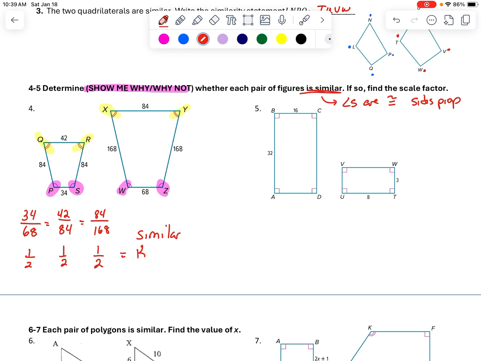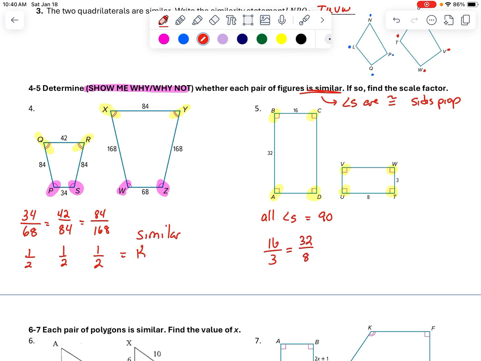On the next one, again, looking at angles. Angles is going to be easy on this one because all of them are right angles on the left. All of them are right angles on the right. So all angles equal 90. So therefore, that's not going to be an issue. So here we go. Let's compare the shortest side again. So shortest side is 16. Shortest side is 3. The next longest side I'm given is 32, and then 8.